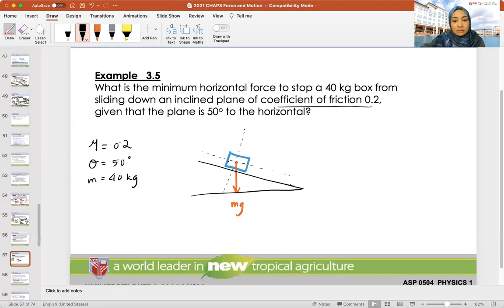So this is our x. So I'm going to resolve mg. This is 50 degrees. Saya buat dulu untuk korang nanti ada exercise nanti. Jangan seronok sangat. Make sure you know how to do this. Okay, so this is going to be mg cosine theta.